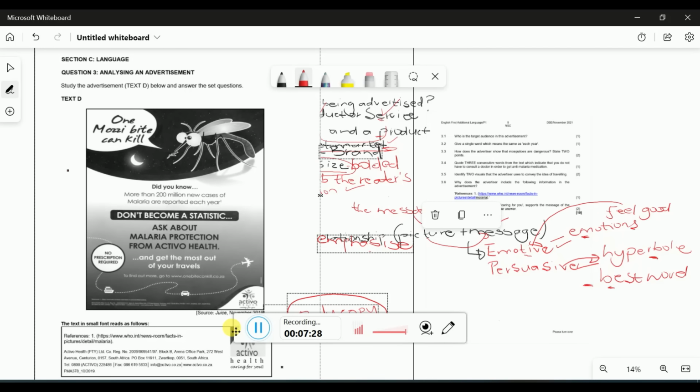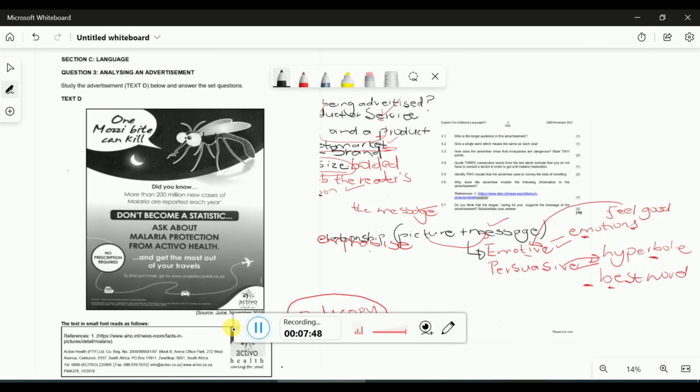Now, if we take a closer look at this advert, the first thing that I see is a picture of what looks like a mosquito, and it says, one muzzy bite can kill. There's darkness, there's a half moon, and then here the advertiser says, did you know? And then we have what we call an ellipsis. Ellipsis means that the idea or the sentence is incomplete. And then, more than 200 million, let us use a highlighter, more than 200 million new cases of malaria are reported each and every year.